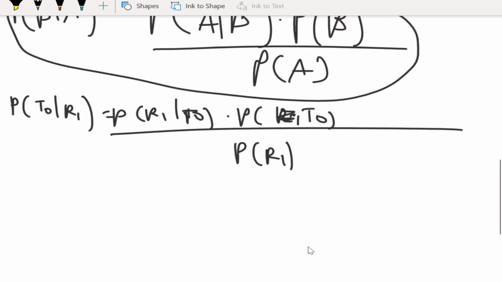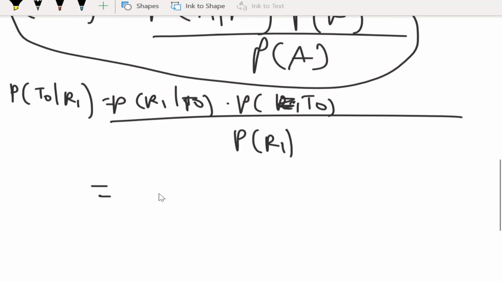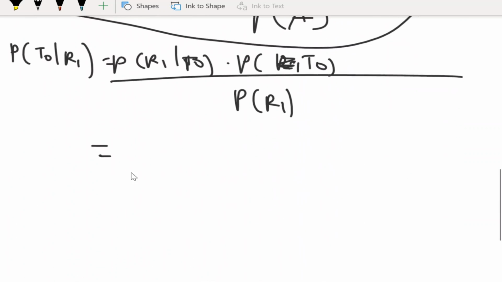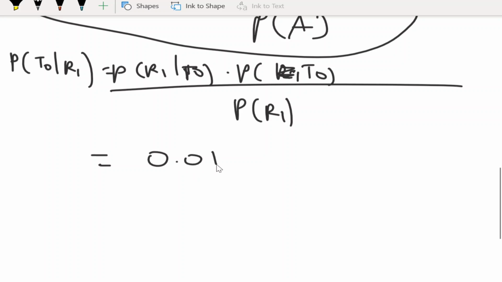Cool, simple enough. So P of R1 given T0. Using what we have here, we know that P of R0 given T0 is 0.99. So P of R1 given T0 is just the complement of that, 0.01, as we calculated earlier. So 0.01. Here I'll highlight that.